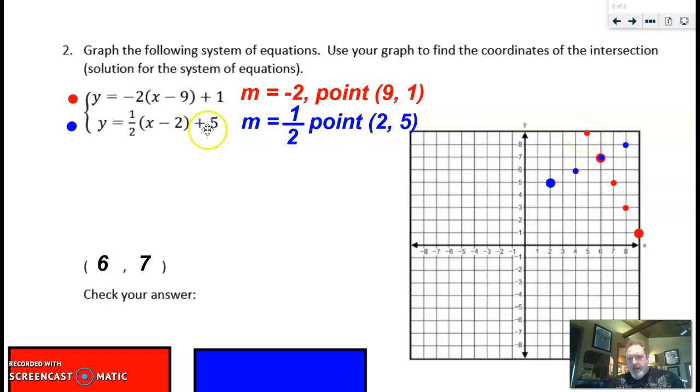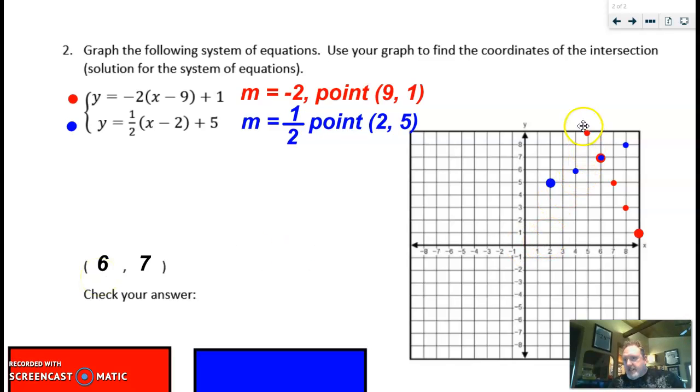And then our second graph, again, identified the slope and the point. We're starting at 2,5, so I tried to make this starting points a little bigger. Started at 2,5, up 1, right 2, up 1, right 2. You can see our intersection point right there. So our intersection point is 6,7. So that works out pretty well for us here.